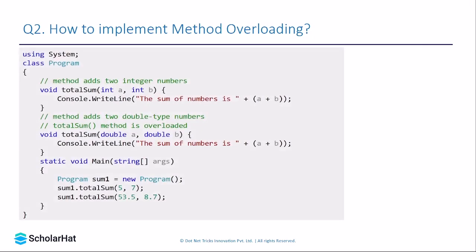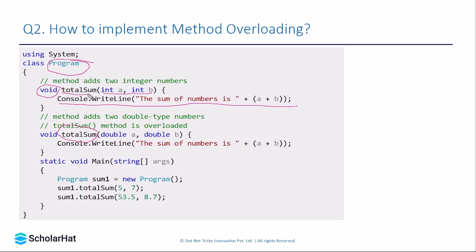So here you can see that we have created a class named Program, and this class consists of a method named TotalSum. The return type of the method is void, which means that it is not returning anything, and it accepts two value type parameters, int a and int b, and inside the body it is just printing the sum of numbers, that is a and b. In the same class Program we have another method, TotalSum. You can see the names of these methods are identical.